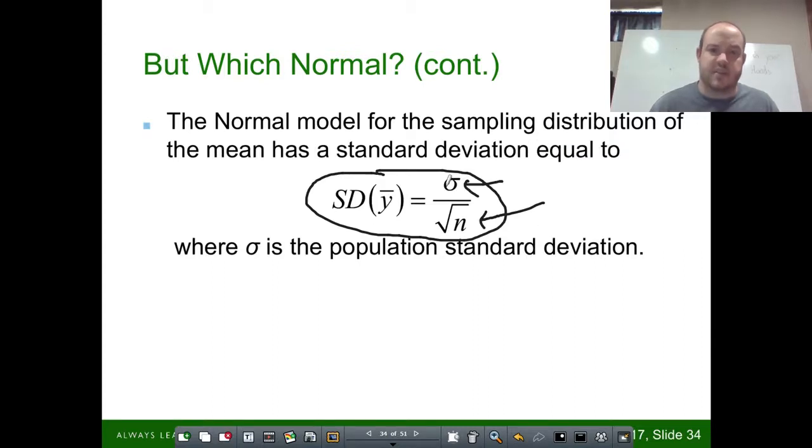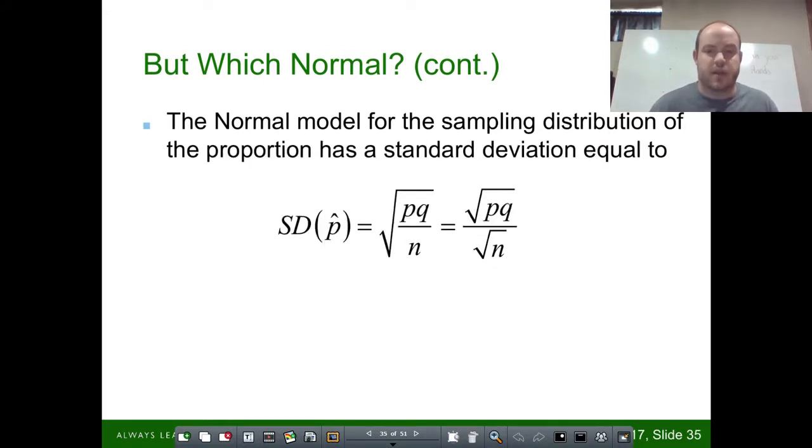Now it's the standard deviation divided by the square root of n. So it's still got that square root of n, all right? So this will be the formula you use for your standard deviation, all right? So that's the formula you use for the new sampling distribution standard deviation.